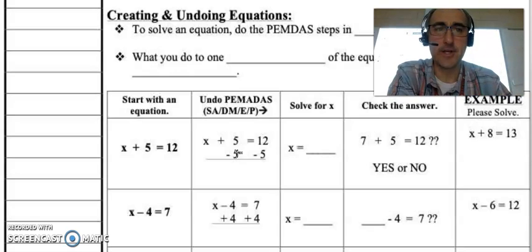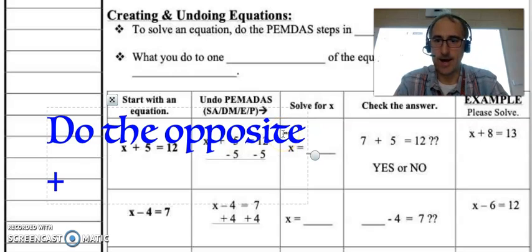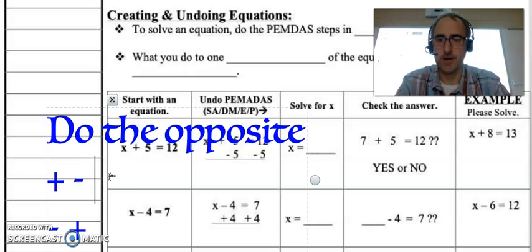Remember, the key here is to do the opposite. When you see add, you subtract. When you see subtract, you add. The same goes for multiply and divide. When you see multiply, you're going to divide.